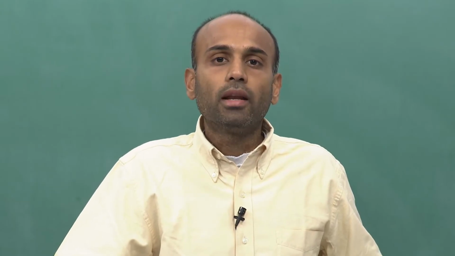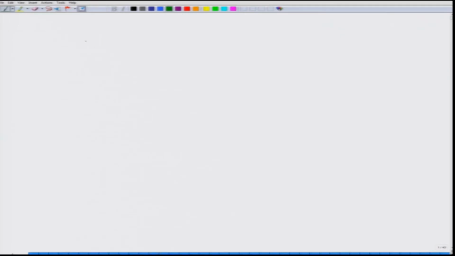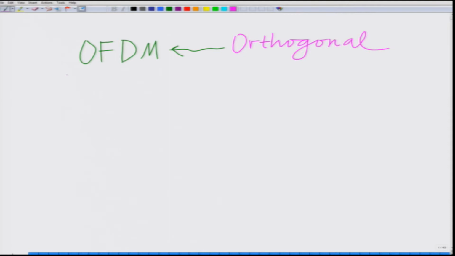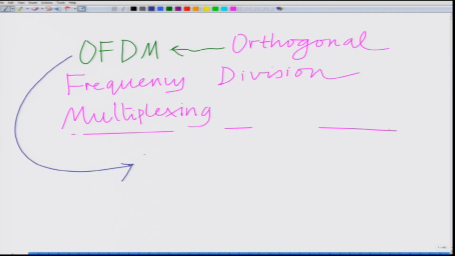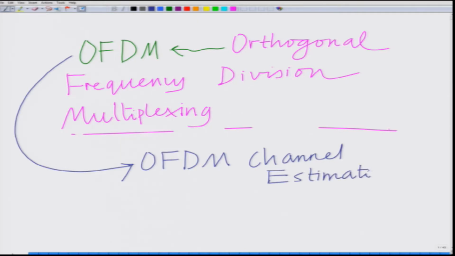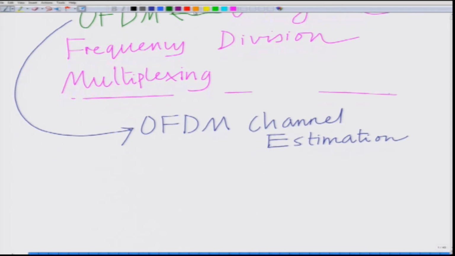This is known as a comb type pilot based OFDM channel estimation. Alright. So we are going to continue looking at OFDM channel estimation, where remember again OFDM, all of you should be familiar by now, stands for orthogonal frequency division multiplexing. We are going to look at OFDM channel estimation using comb type pilots, using what are known as a comb type of pilot.